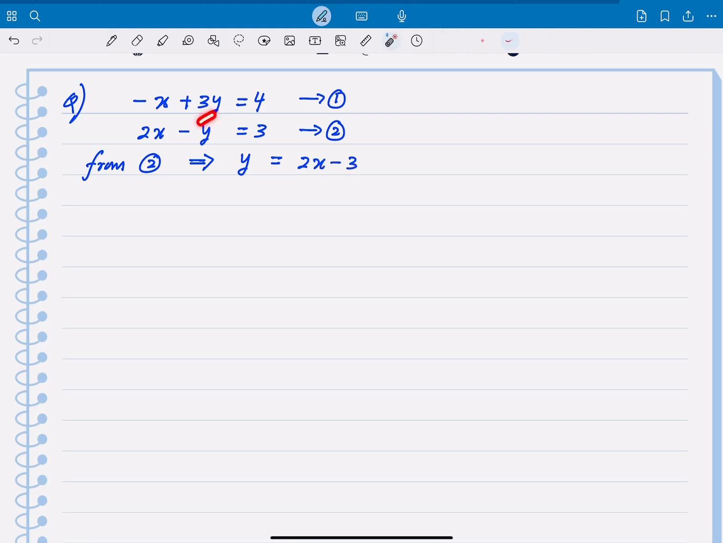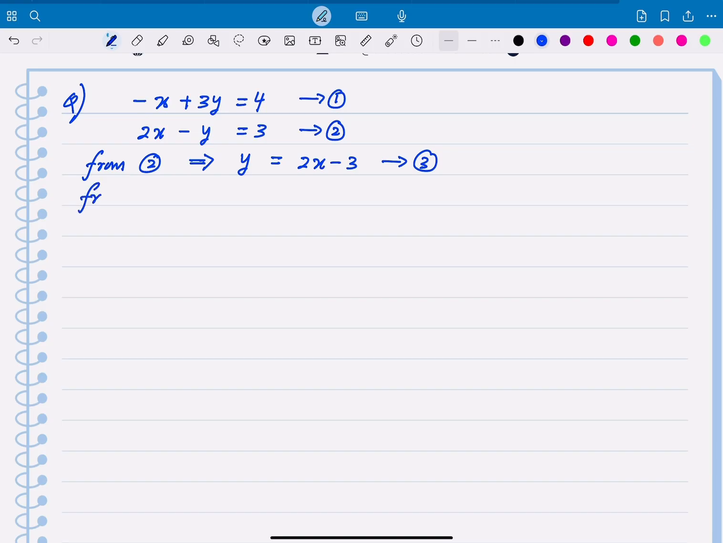So you can see that. You're going to move this one to the side, so that becomes positive. Then 3 goes to the other side, so it's going to be negative. Plus 2x remains as plus 2x. Easy. So this is going to be equation number 3. Now this equation, I'm going to substitute into equation number 1.